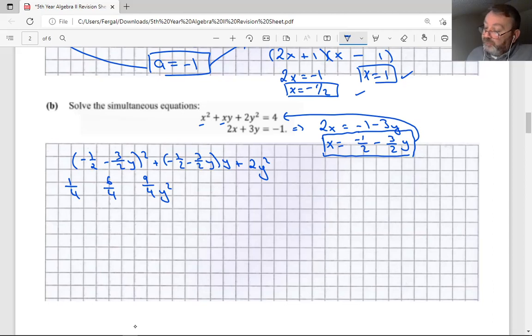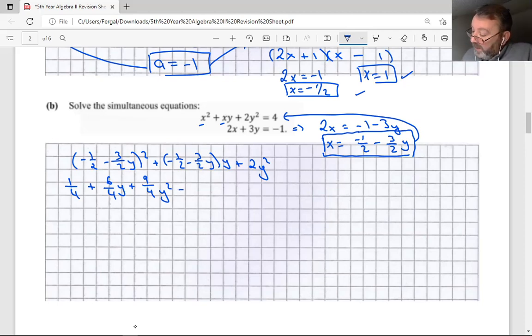Do it again. Square the first: square minus a half, you get a quarter. Square minus 3 over 2y, you get 9 over 4y squared. Multiply these two together, and you get 3 over 4. Double the result is 6 over 4. So therefore you get a quarter plus 6 over 4y plus 9 over 4y squared.